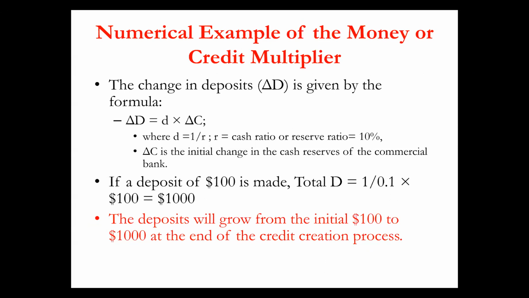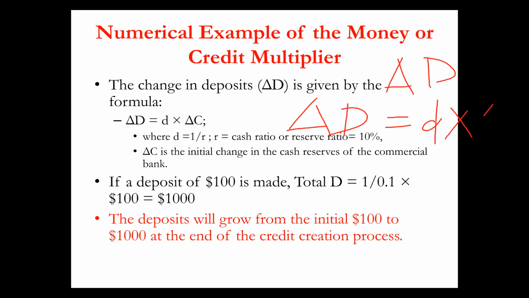Let's look at the numerical example of the money or the credit multiplier. So the change in deposits, which is given as delta D, okay? The change in deposit is given by the formula, and the formula is the change in deposit. It's always given to the reserve ratio. Let's say this is represented by D, multiplied by the change in C, whereas the change in C is the initial change in cash reserve of the commercial bank.